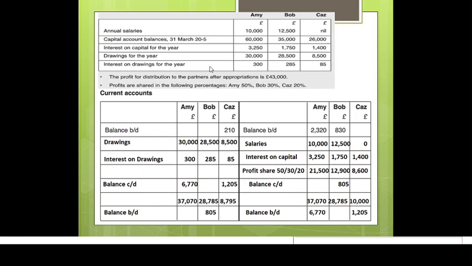Then we have interest on drawings, which is a penalty for partners for taking money out, and that is a decrease, and we put those onto the debit side. Okay, so we have salary increase, interest on capital increase, drawings decrease, interest on drawings, which is a decrease. The next point is profit for distribution to the partners after appropriation.